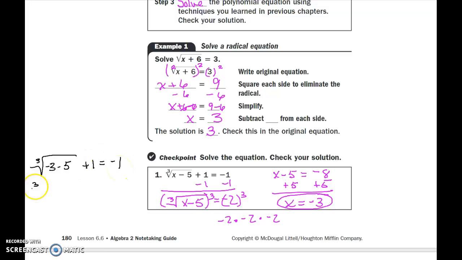And then I'm going to simplify what's under the radical. Negative 3 minus 5 is negative 8. The cube root of negative 8 is negative 2. And negative 2 plus 1 is negative 1. Negative 1 equals negative 1, so my solution checks.